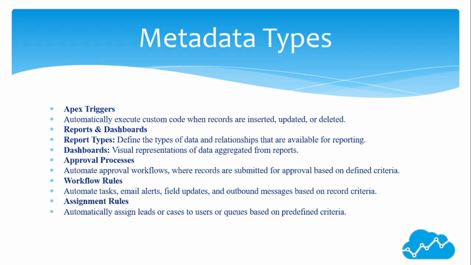Reports and dashboards. Report type defines the types of data and relationships that are available for reporting. Dashboards, visual representations of data aggregated from reports. Approval processes, automate approval workflows where records are submitted for approval based on defined criteria.